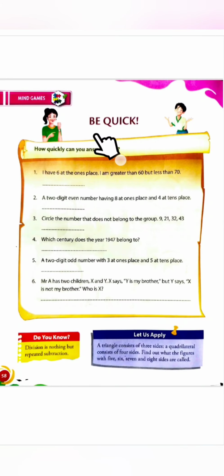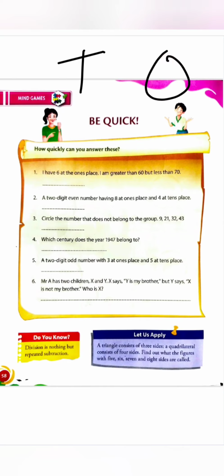Kids, our fifth topic is be quick. Number 1. See in question 1, I have 6 at the ones place. I am greater than 60 but less than 70. So kids, here again tens and ones. At the place of ones, 6, and I am greater than 60 but less than 70. So here we will put 6 at the place of tens.